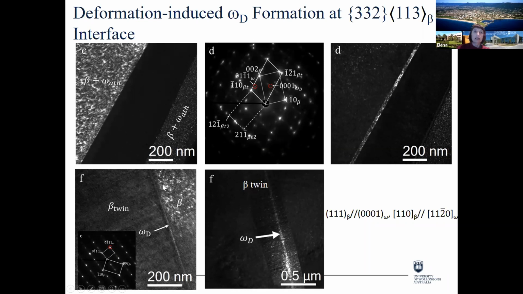And here's another example. And also another example where we have deformation-induced omega going not across the twin, but inside, along the 332 twin. For all these mechanisms of deformation-induced omega formation, still the same orientation relationship between either twin and deformation-induced omega, or between matrix beta and deformation-induced omega, is maintained.